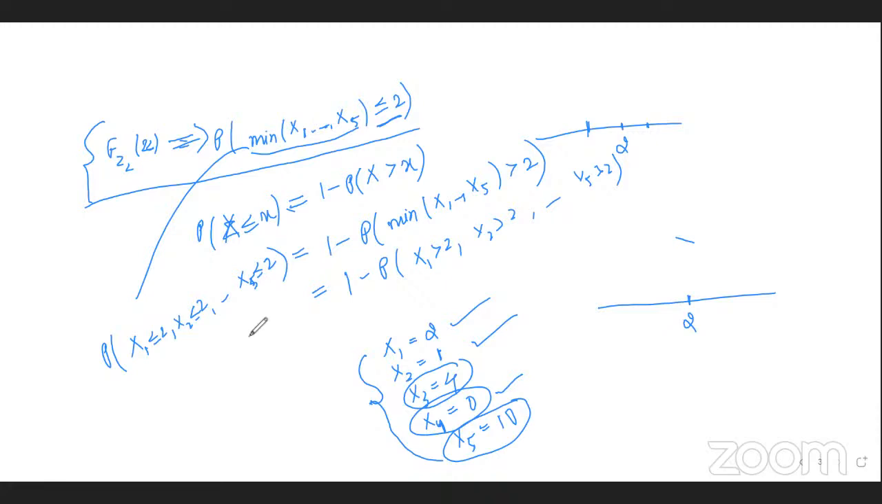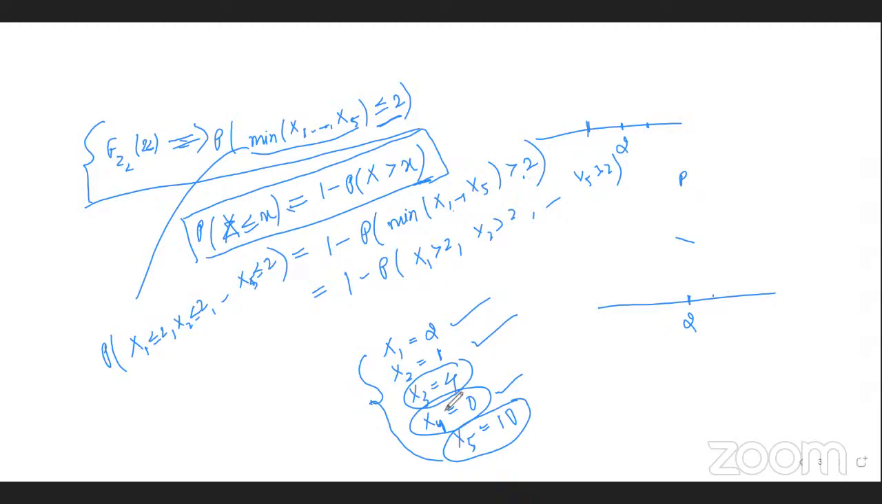So that is why we write probability X less than or equal to x as 1 minus probability X greater than x. Then I say the probability that the minimum of X1, X2, up to X5 is greater than 2. But ma'am, again, suppose 0 is not greater than 2, then again some conditions will fail. No. See, I'm saying the minimum is greater than 2.